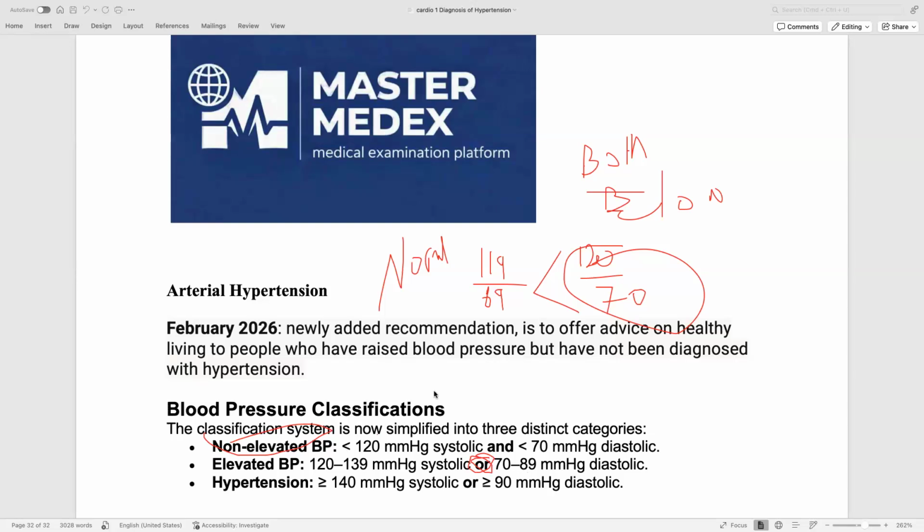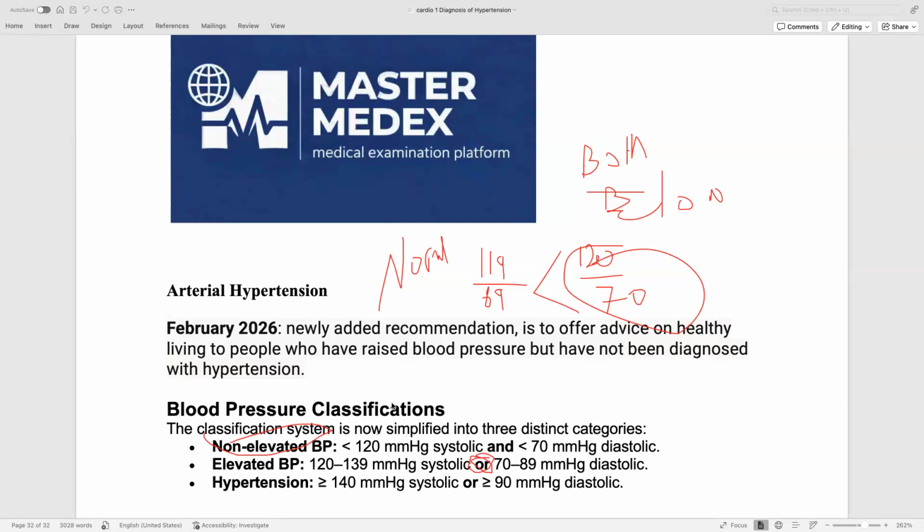And why are we concentrating on this differentiation, on this classification? Because in February, 3 or 4 months ago, there is a new recommendation by the NICE guideline or European guideline, and NICE also, to offer advice on healthy living to people who have a raised blood pressure but not yet diagnosed as hypertension.